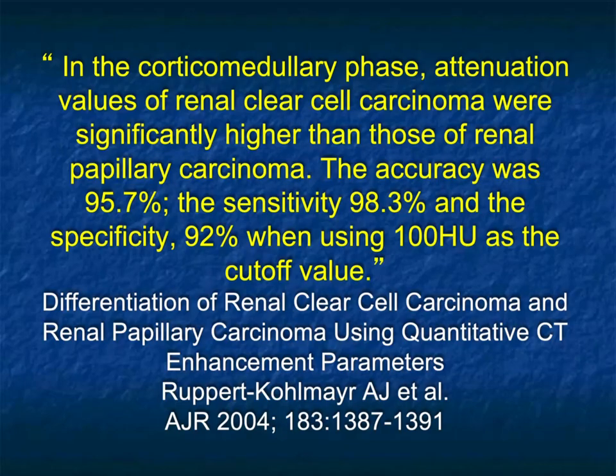Same article. Cortical medullary phase attenuation values of clear cell were higher. We said 90 Hounsfield units. And in this article, the accuracy was 95.7%, sensitivity 98.3%, and specificity 92% when using 100 as the cutoff value. That means a lesion under 100 they called papillary, above 100 they called clear cell.